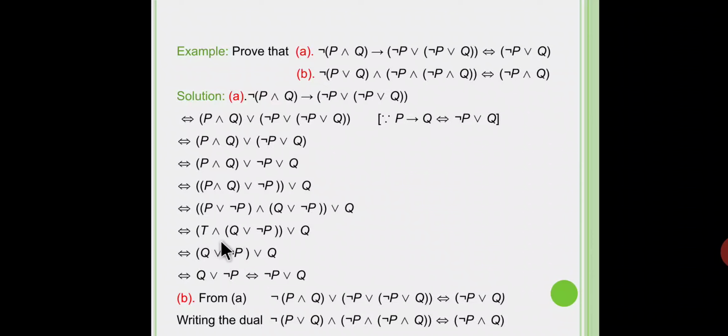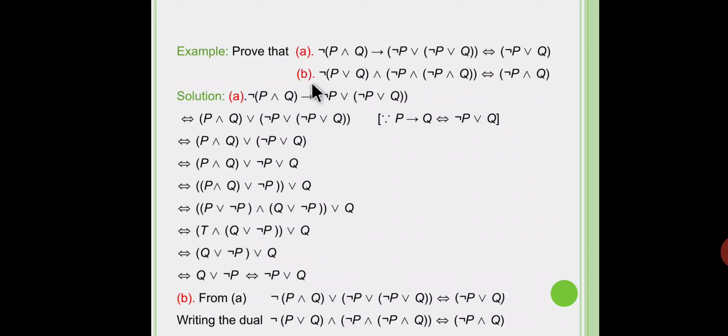True and P is equivalent to P by the identity law. So applying the identity law, in place of true and P we have Q or negation P, and the remaining or Q. By applying the associative law, Q or Q gives Q. So Q or negation P, and by the commutative law, negation P or Q. So this is the RHS of the given statement. So LHS is equivalent to RHS.